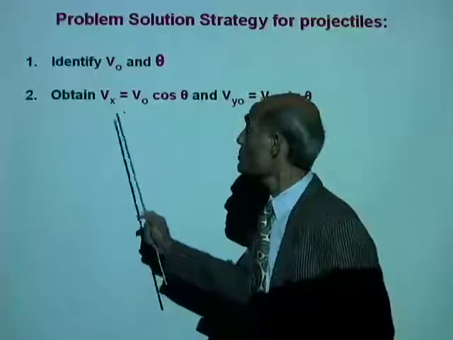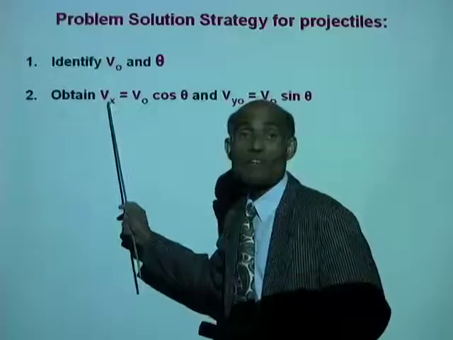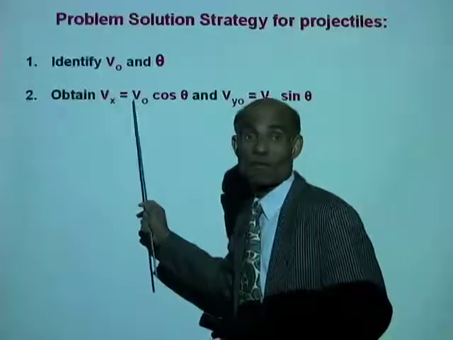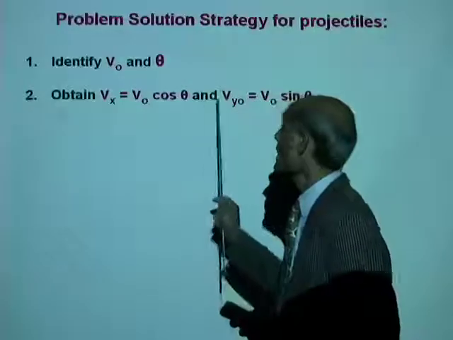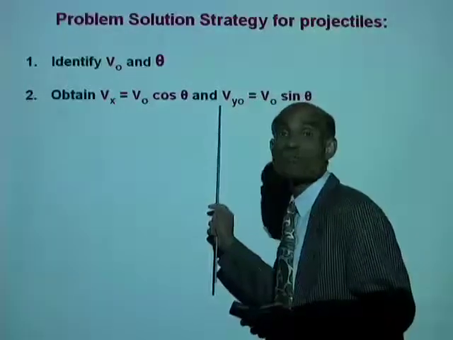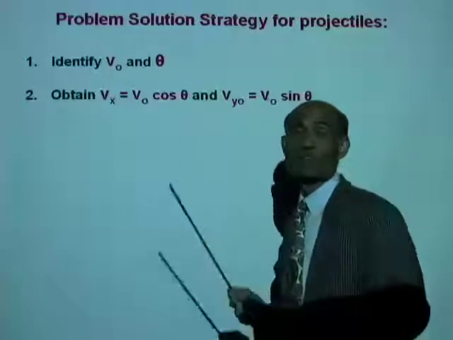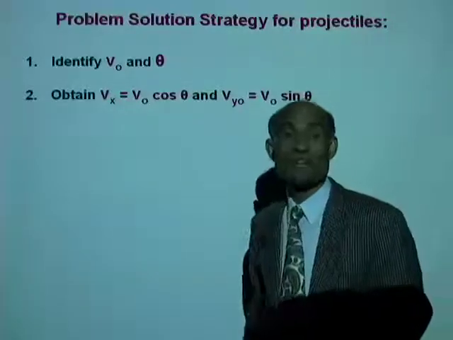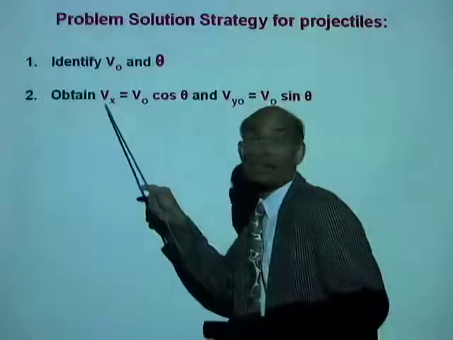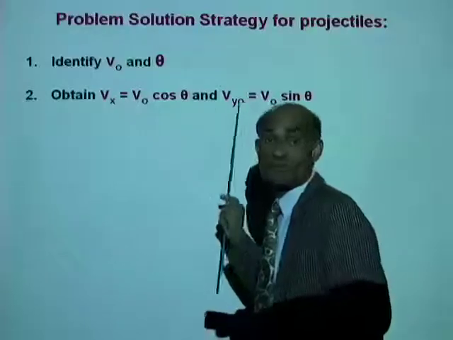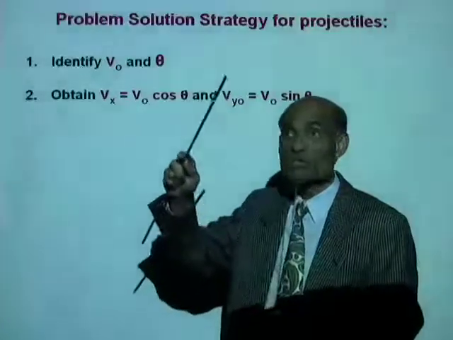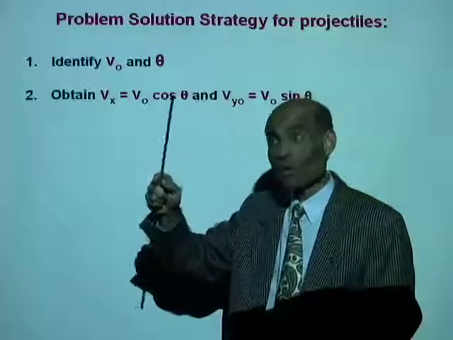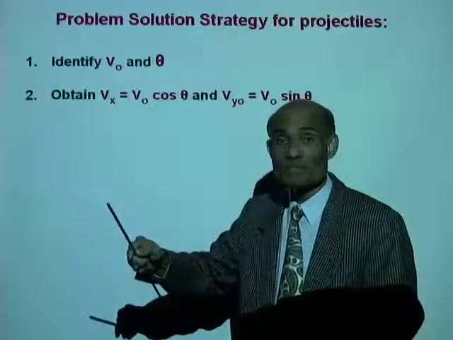The second thing to do is obtain the x component of the velocity, that is v0 cos theta, and the initial y component of the velocity, v0 sin theta. Now, the x component does not change. The y component of the velocity will decrease, reach zero at the top point, and then keep decreasing.